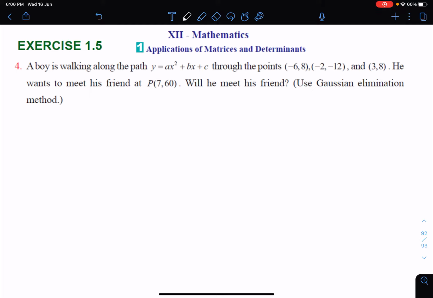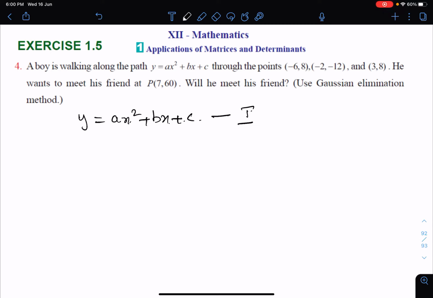In exercise 1.5, your last and final sum, number 4: a boy is walking through the path y equal to ax square plus bx plus c. So your equation is going to be ax square plus bx plus c, name it as Roman letter 1. And then he passes through the points minus 6, 8, minus 2, minus 12 and 3, 8. So the 3 points they have given.